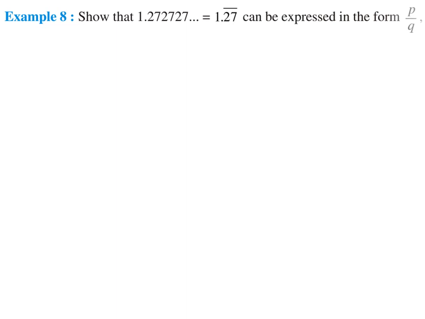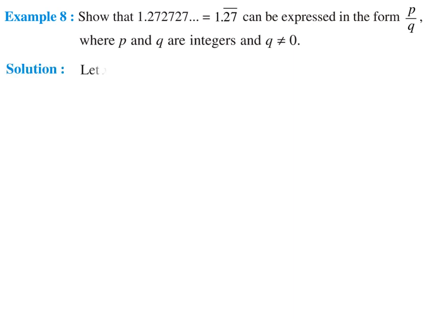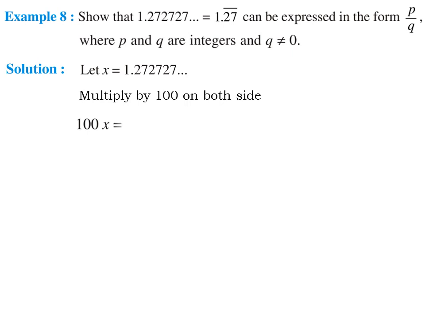Now example number 8. Show that 1.272727 up to infinite, or we can say 1.27 bar, can be expressed in the form of p by q, where p and q are integers and q is not equal to 0. So what do we have to do again? Solution: let us assume x equals 1.272727 up to infinite times. Now what number do we have to multiply by on both sides? Here two digits are repeated, so I will multiply by 100 on both sides. So that's why I will get 100x equals 127.272727.